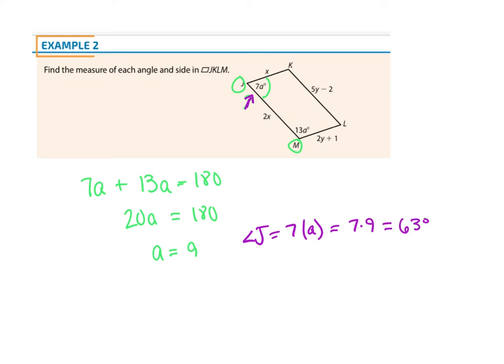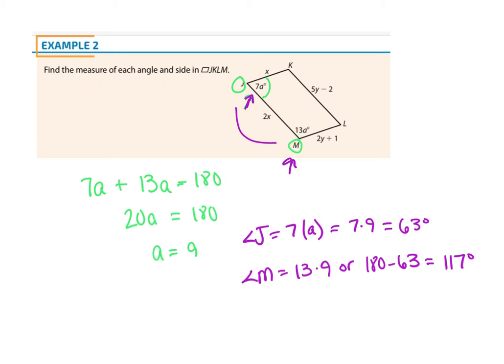You can solve for this other one two different ways. You can just plug it in. So angle M, I could say 13 times 9. Or we know that these are supplementary. You could say 180 minus 63. Either way, you're going to get 117 when you do that. Okay? So you can do it either way. Plug it in or just subtract because we know they are consecutive.